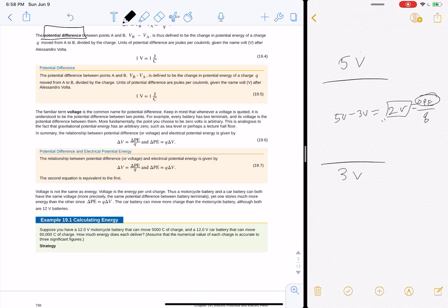But anyway, so the familiar term voltage is the common name for potential difference. Keep in mind that whenever a voltage is quoted, it is understood to be the potential difference between 2 points, okay? So, for example, every battery has 2 terminals, and its voltage is the potential difference between them. More fundamentally, the point you choose to be 0 volts is arbitrary. This is analogous to the fact that gravitational potential energy has an arbitrary 0.